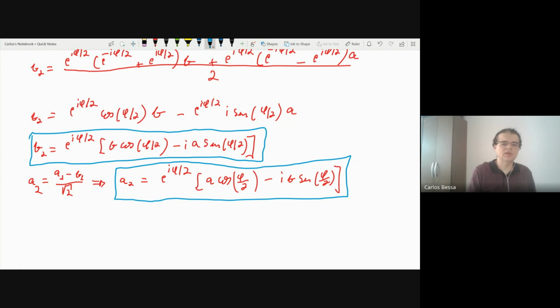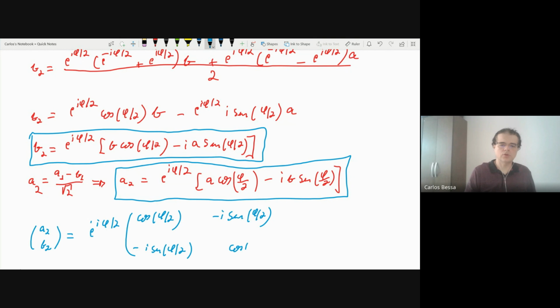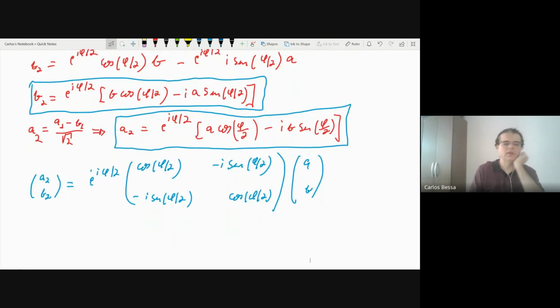If I do that, I can write this in terms of a matrix, like A2, B2, equals exponential i phi over 2, times the matrix cosine phi over 2, minus i sine phi over 2, minus i sine phi over 2, cosine phi over 2. This is multiplied by A and B, the inputs. And this is my circuit, what my circuit is doing.